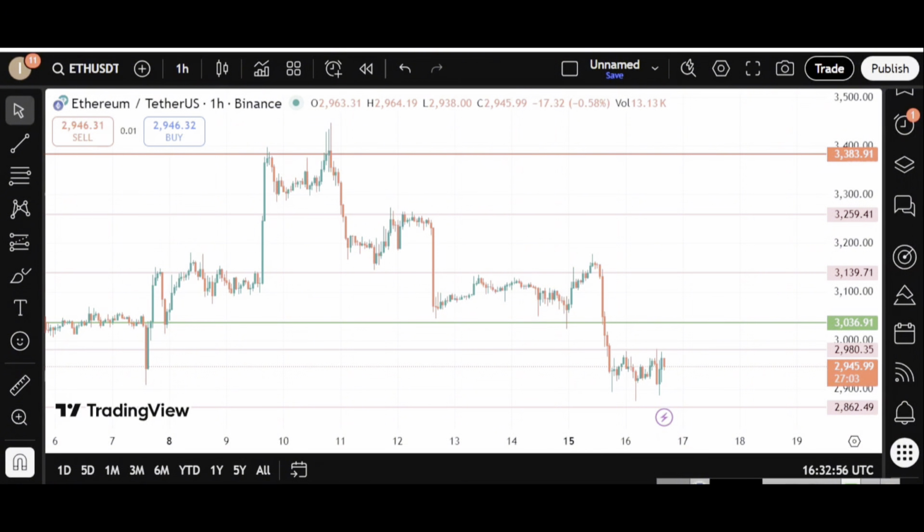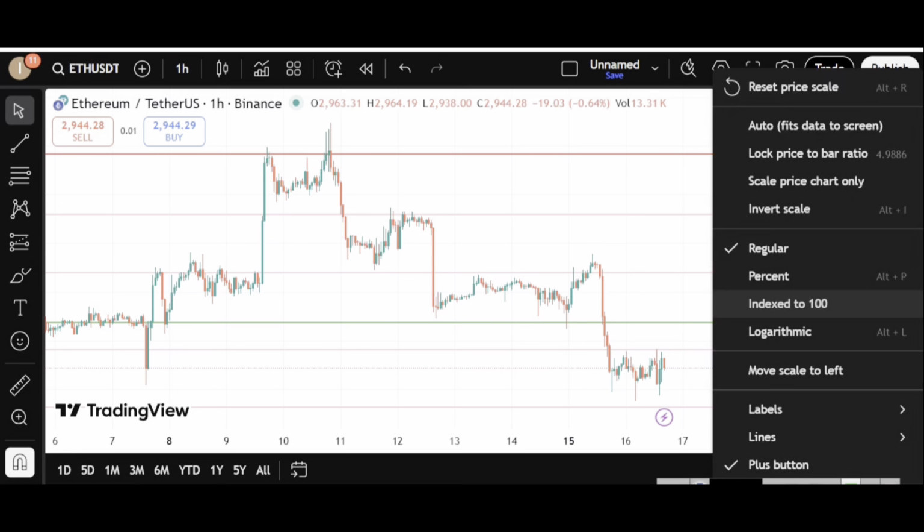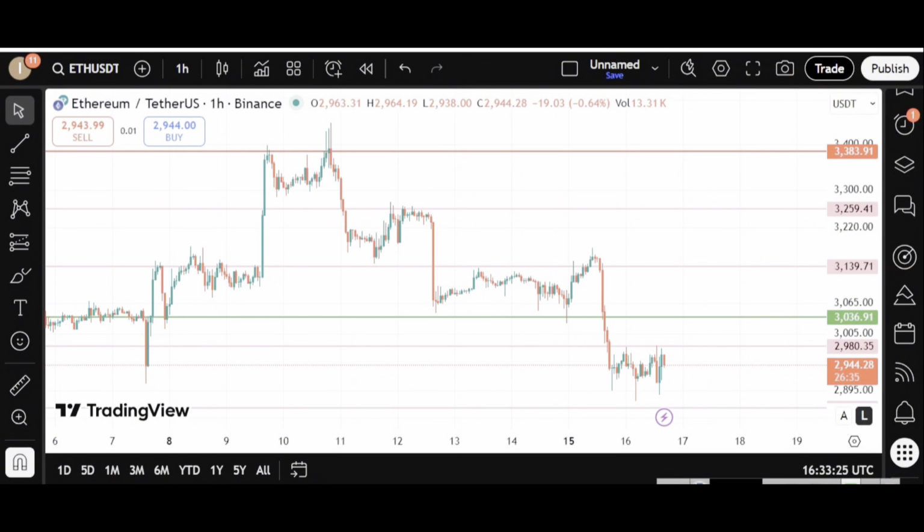Make sure your charts are on log scale. Guys, why? Switch to log now, and you will see the full range better. Log gives earlier entries, earlier breaks, everything signals sooner. Right click on the price scale and enable logarithmic.